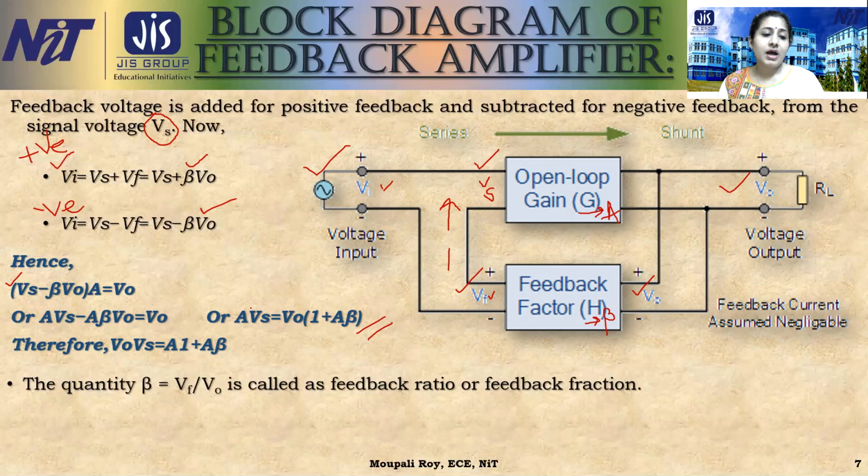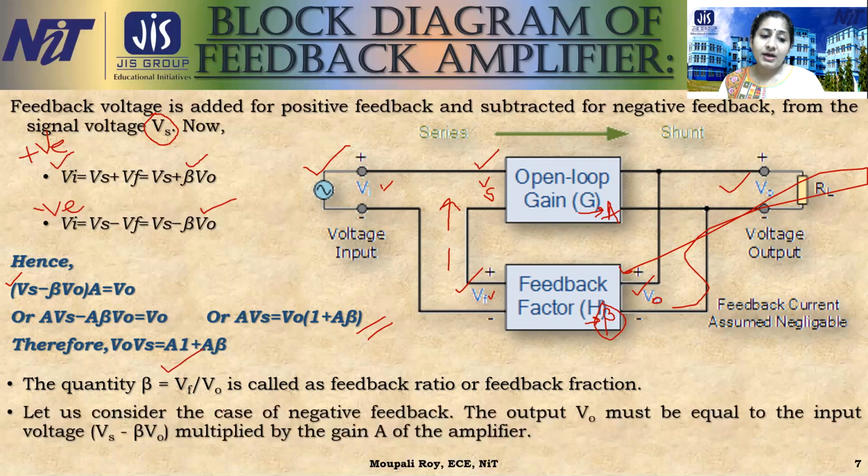Therefore the quantity beta is equal to Vf by V0, because we know Vf is equal to V0 into beta. So beta is equal to Vf by V0. Let us consider negative feedback: the input voltage must be Vs minus beta V0 for the negative one.